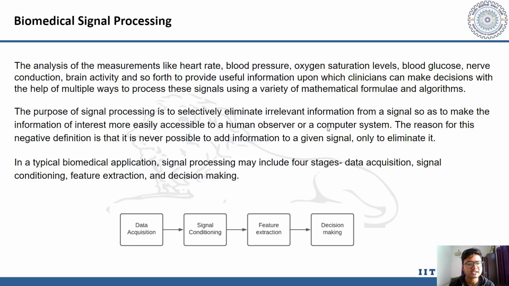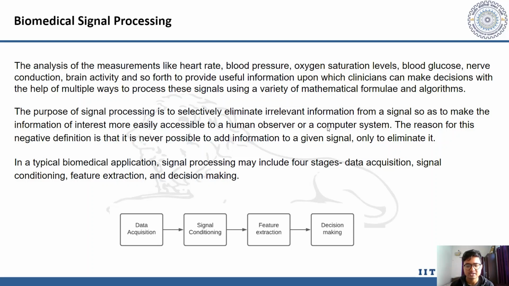Now, the purpose of signal processing is to selectively eliminate irrelevant information from a signal, such as noise or sampling artifacts, so as to make the information of interest more easily accessible to a human observer or a computer system. The reason is that it is never possible to add information to a biomedical signal. You can refine it using filters, or you can channel any information from a biomedical signal as per your utility. Now, in a typical biomedical application, signal processing may include four stages.